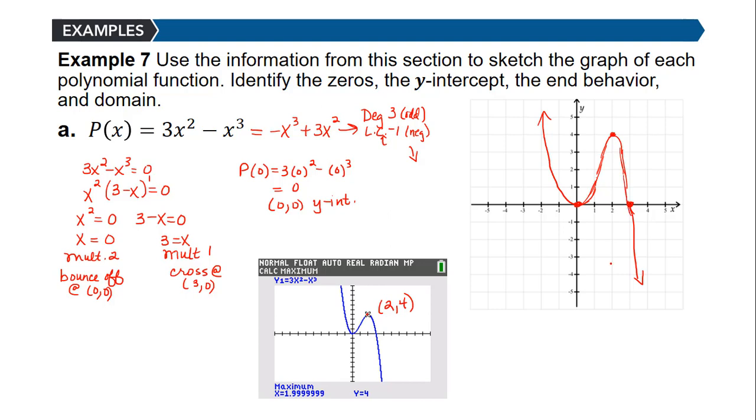My domain is all real numbers because there's no restrictions on a polynomial function. The range in this case is actually all real numbers because it is an odd function.